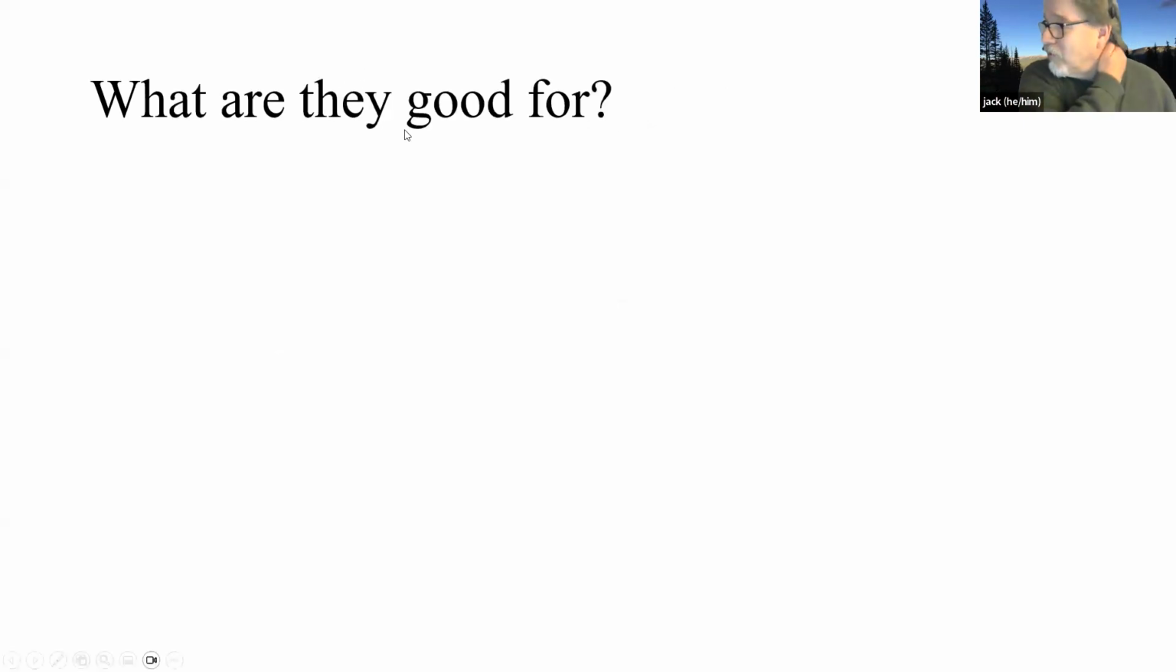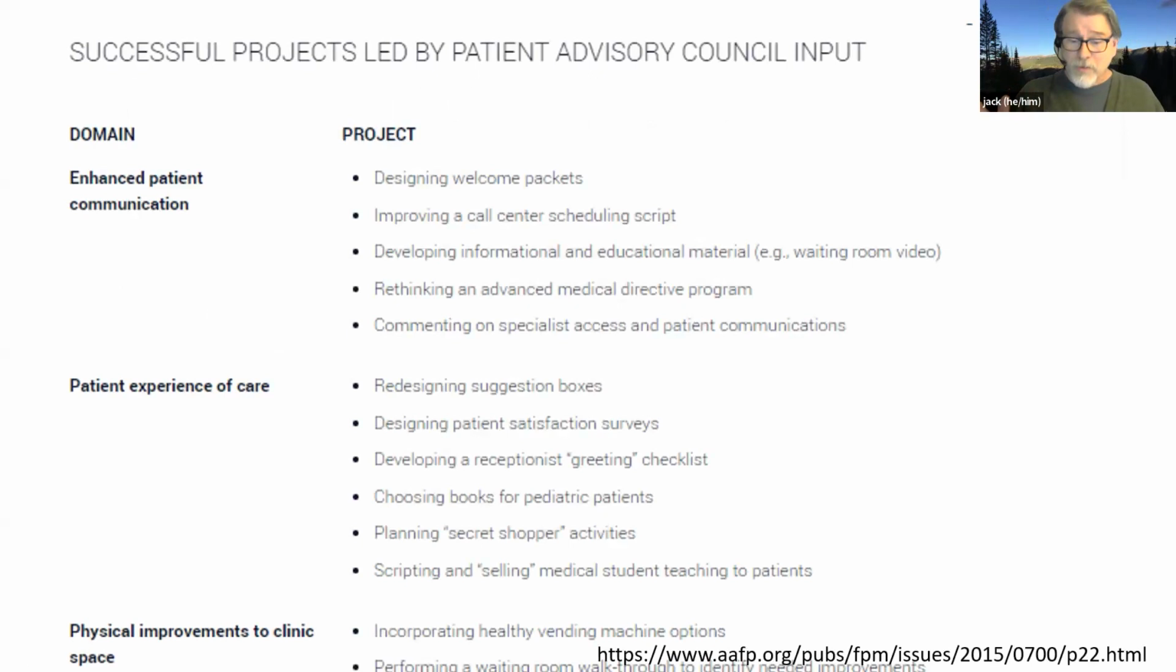So what are they good for? What can community members do? This is from the American Academy of Family Physicians. They have a couple of papers out, with the citation down below, and they talk about patient advisory council input, and it's a whole lot of things they can do. Enhanced patient communication, design welcome packets, rethinking an advanced medical directive program. It could be something as broad as what the packet is when somebody first shows up at the clinic, to something very specific around a medical directive program, suggestion boxes, a receptionist checklist for greeting. How do you say hi to people? How do you bring them in?